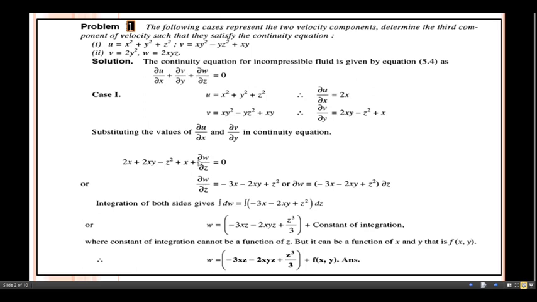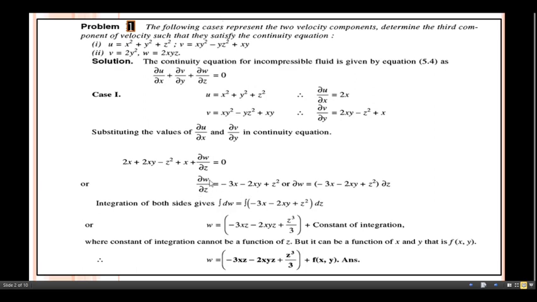Now keep this term on the left side and take all the other terms to the right side. So 2x plus x means 3x, and the minus sign should be given because we are taking this term to the right side. So minus 3x minus 2xy plus z square. In this way this term will occur.